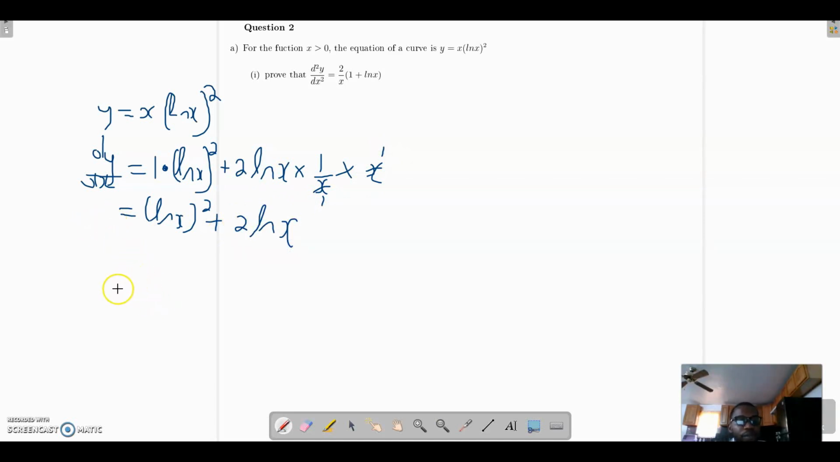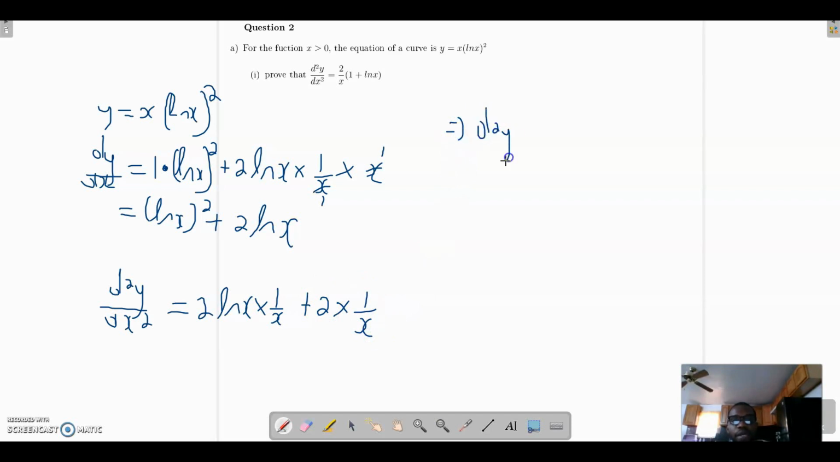My second derivative now is going to be d squared y over dx squared. Now, we have two pieces of function connected by the addition sign. I'm going to have to differentiate the first piece, which turns out to be a chain rule. So we bring the power to the front, we subtract 1 from the power, and then we multiply by the differential of the bracket, which is 1 over x. For my second function, I'm simply going to have 2 times the differential of ln x, which is 1 over x.